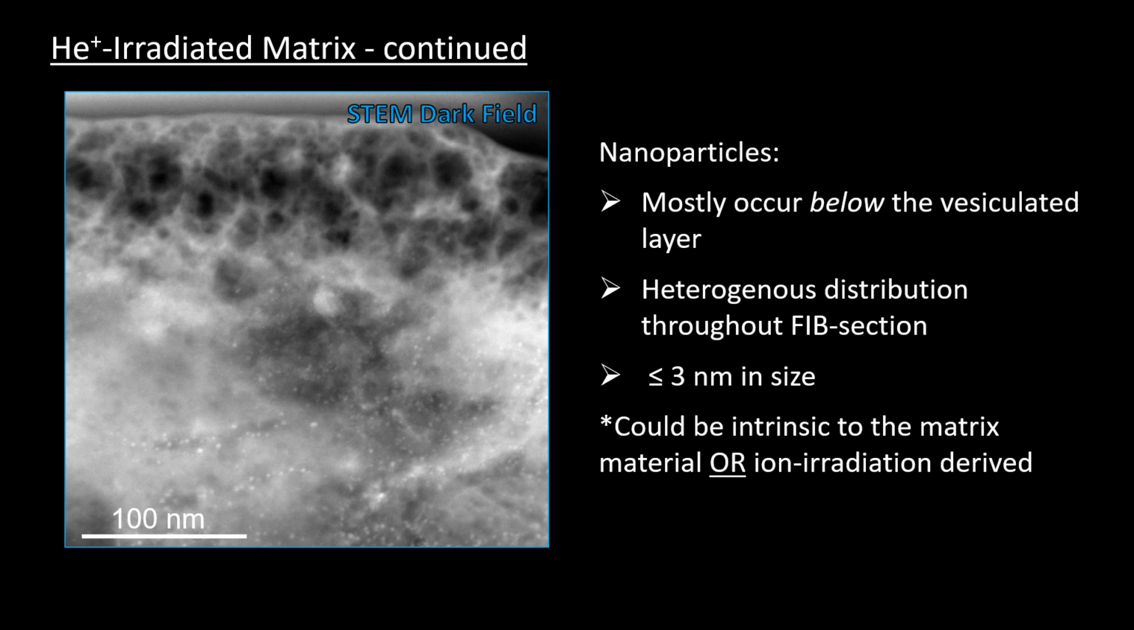Another interesting finding in this FIB section is the presence of nanoparticles, which are the bright white specks in this STEM dark field image. These nanoparticles are very small, only around 3 nanometers in diameter at most. They occur mostly below the vesiculated layer and are heterogeneously distributed throughout the sample. So at this moment, we cannot say with certainty if these nanoparticles are in fact derived from ion radiation or if they are intrinsic to the Murchison sample.